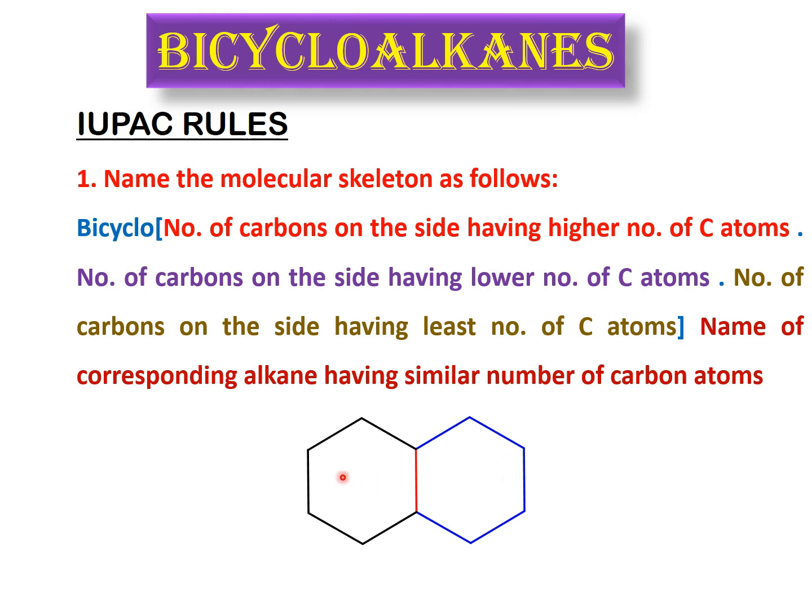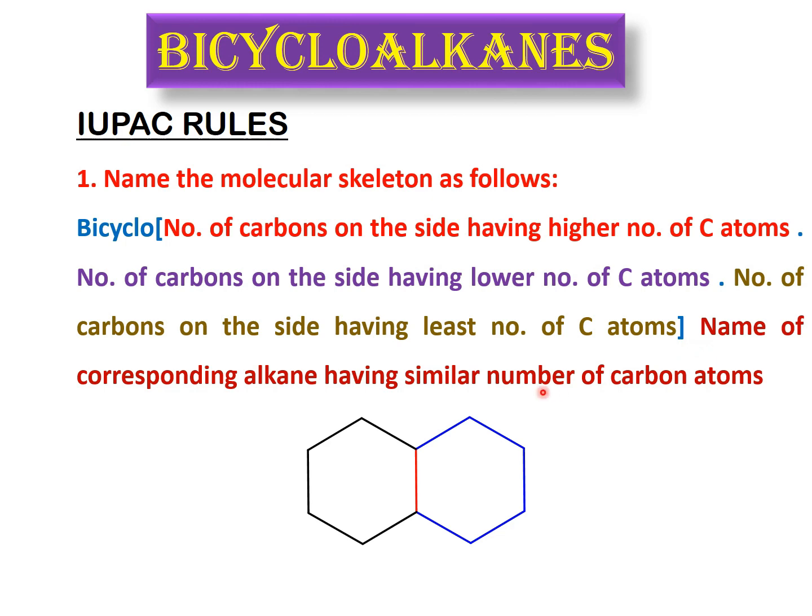So write bicyclo first and then open the square brackets followed by the figure 4, because this is the highest number of carbon atoms that you can have in this molecule, that is on both sides. So you just write 4 dot, then the next higher number of carbon atoms again is 4, so 4 dot 4 dot, and then the least number of carbon atoms is 0, so this would be 4 dot 4 dot 0, and then you close the brackets.